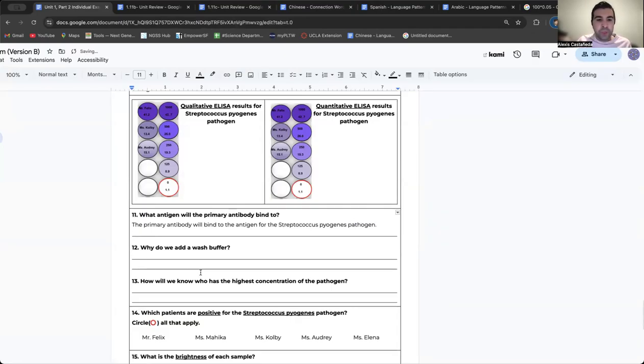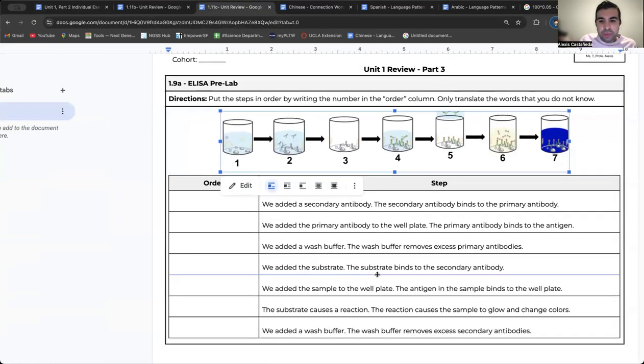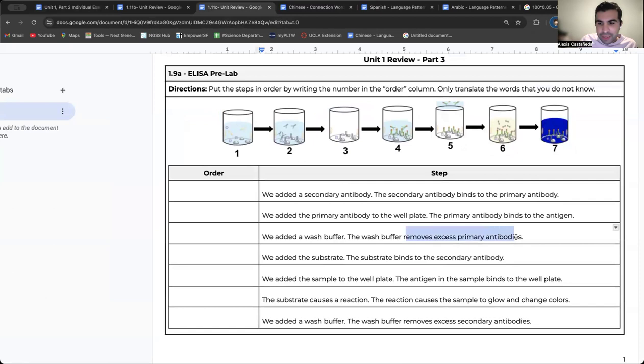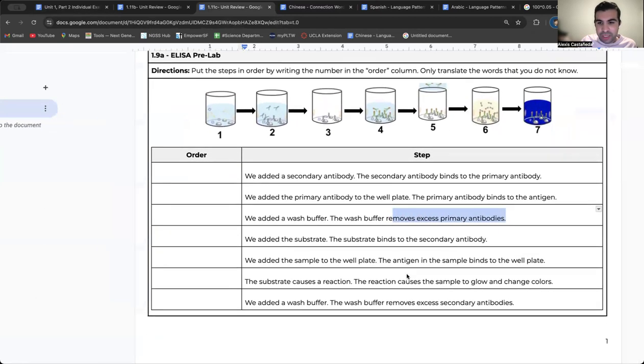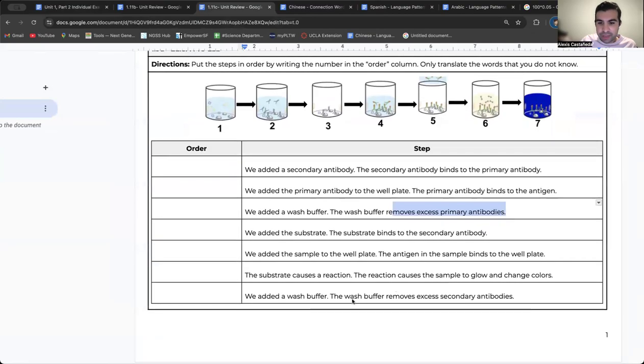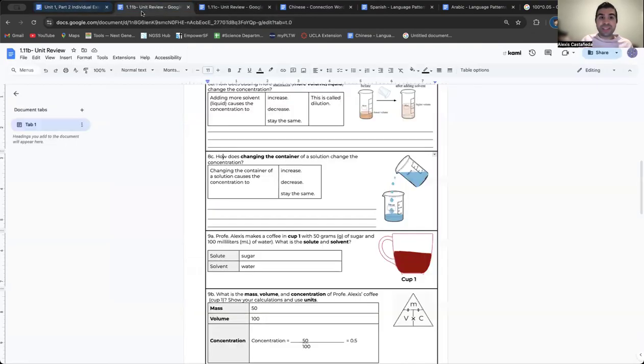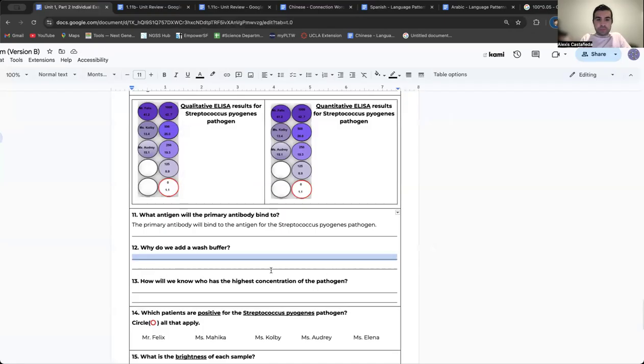Great. What about this part? Why do we add a wash buffer? If we look back here, a wash buffer removes the excess of the antibodies. It removes the excess primary antibody and it removes the excess secondary antibody. So we use it to remove excess antibodies. We add a wash buffer to remove excess primary and secondary antibodies.